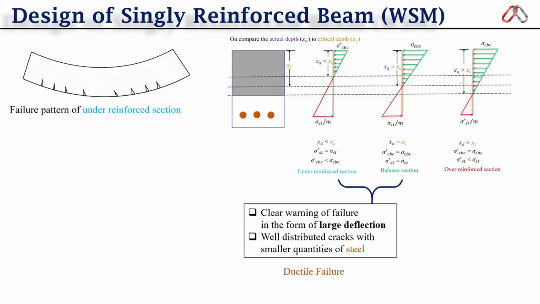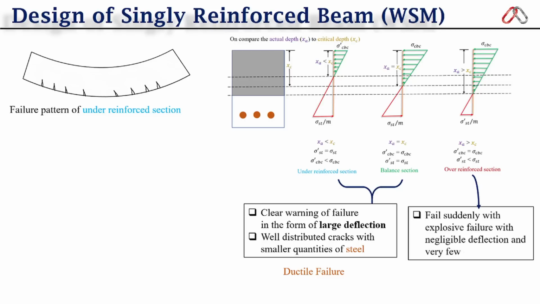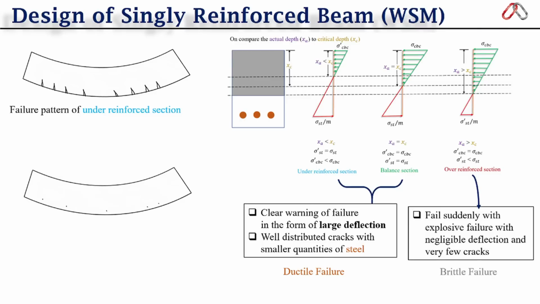On the other hand, over reinforced sections are not preferred since they require a large quantity of steel, and under overloads members fail suddenly with explosive failure, negligible deflection and very few cracks. The reason for sudden failure is concrete brittleness. We know that concrete is a brittle material, hence this failure is also known as brittle failure. You can see here the failure pattern of over reinforced section.